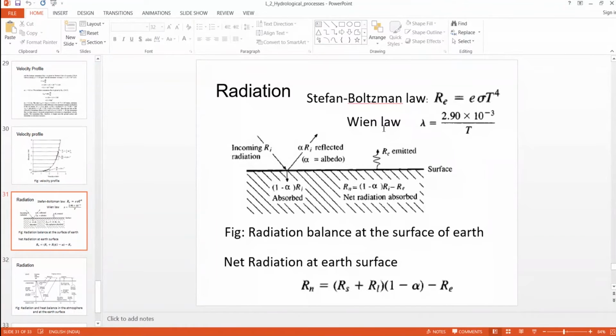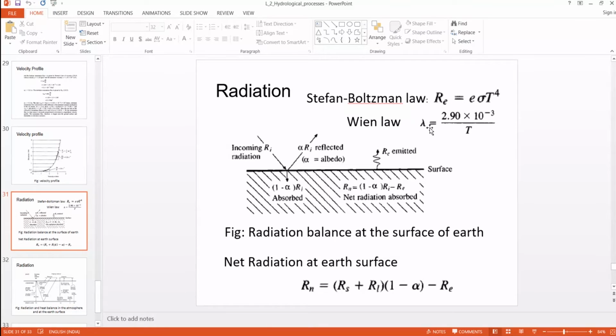For that, Stefan-Boltzmann has given an equation: emitted radiation is equal to E sigma T power 4. E is a constant called emissivity. If emissivity is very high, that means the emitted radiation is very high. And this emitted radiation has a wavelength and frequency.